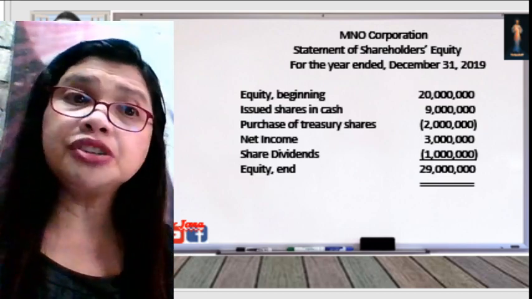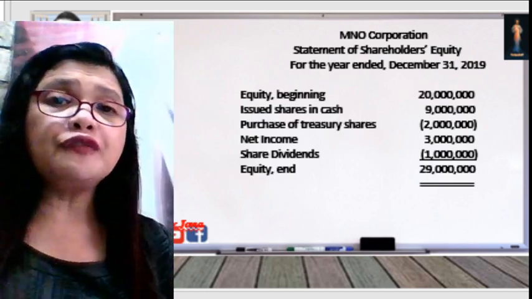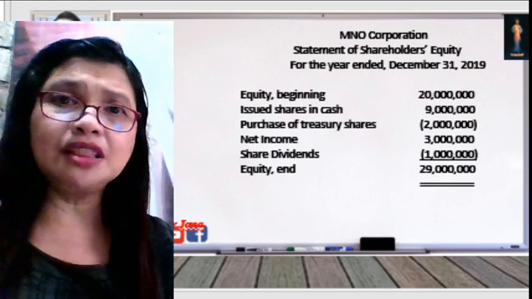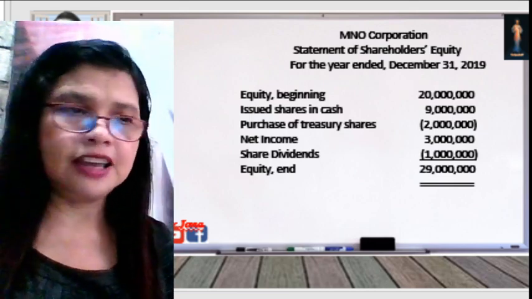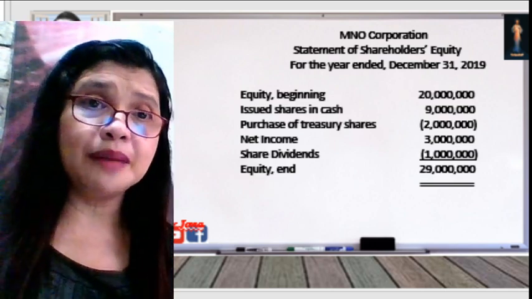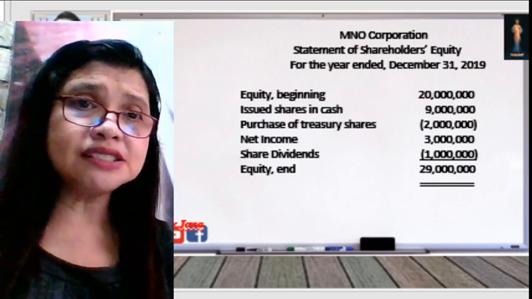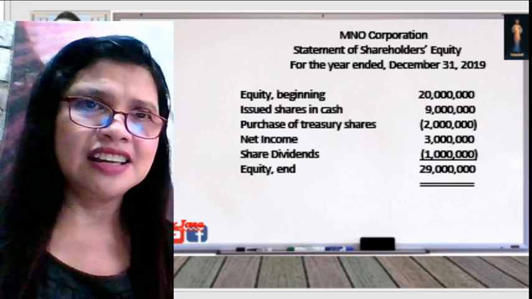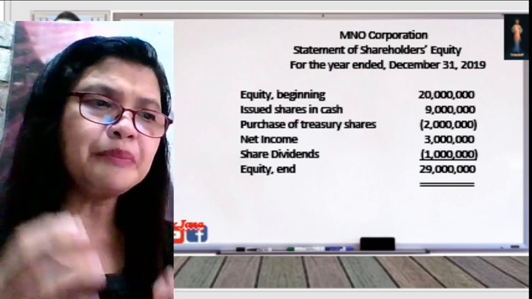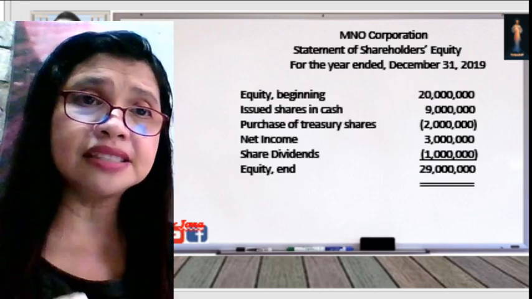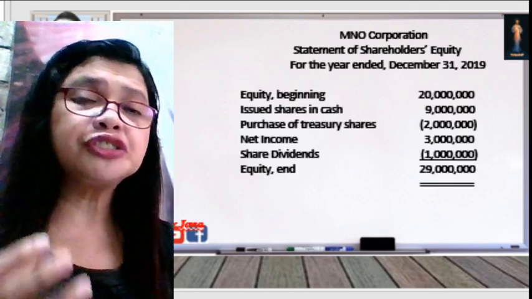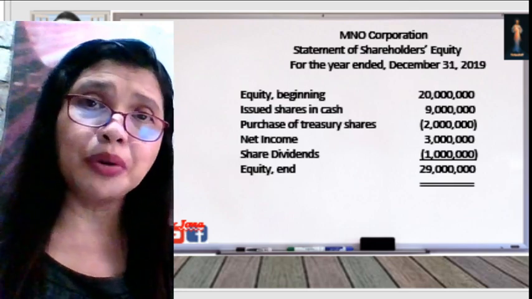The distribution of profits may take the form of cash or other forms of assets, or it may be in the form of stocks. So what is the requirement for them to distribute dividends? First, there must be enough cash. Next, there must be sufficient and appropriated retained earnings for distribution. And next, there should be a declaration by the board of directors.